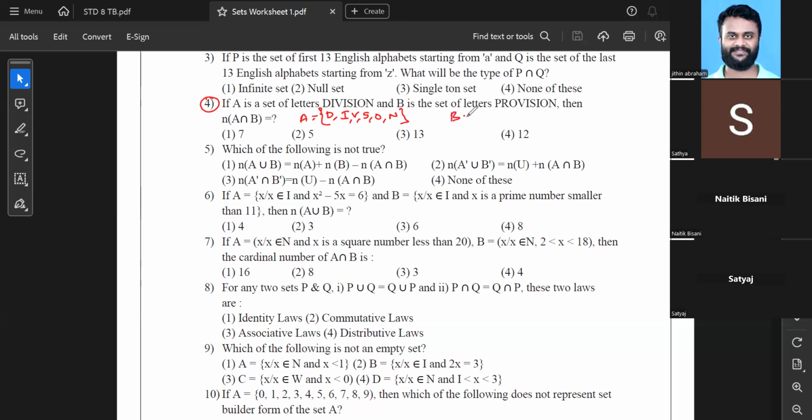And B will have P, R, O, V, I, S, N. So you don't have to repeat the letters. Now what they're asking, what are the common numbers? D is not common, but I is common for both. V is common, S is common, O is common, N is common. V, S, O, N. So 1, 2, 3, 4, 5. 5 is the number of common elements in the intersection. I hope you understood.